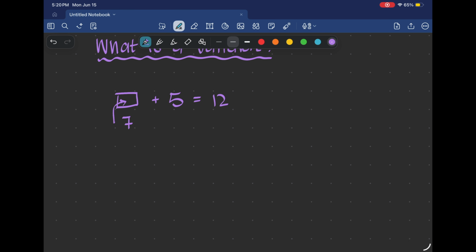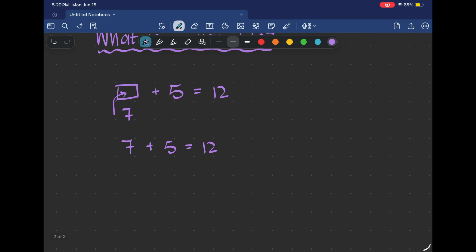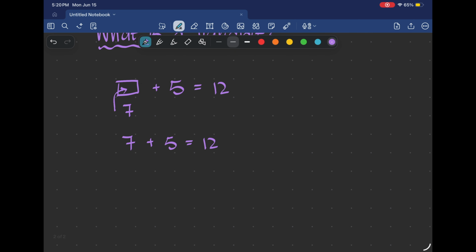Adding 7 to this equation would make it true. 7 plus 5 is equal to 12. But the thing is, mathematicians got tired of drawing boxes everywhere, so instead they started using letters. We can write the same equation like this. This way, when you look at this equation, you can easily say that 7 equals x, because if x equals 7, then substituting 7 into this equation makes it true.